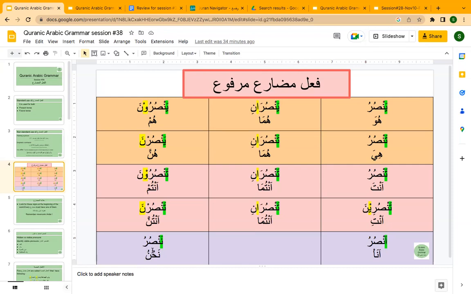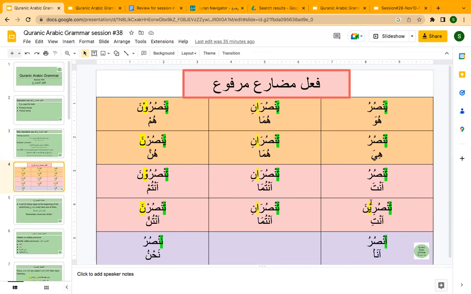No, very well done. Yes, it is helping you identify that this is nahnu nansuru and this is ana ansuru. But this Hamza and this Noon is not a doer. I hope this is clear.